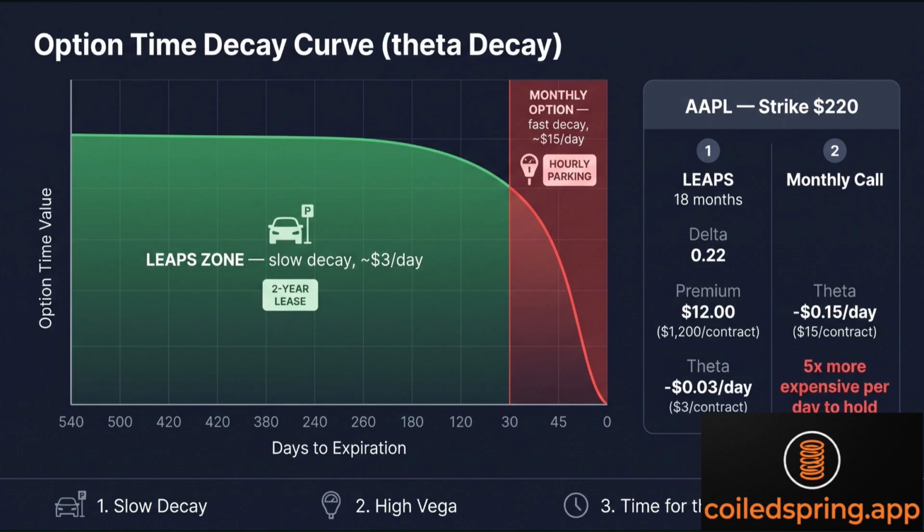Third, the thesis has room to play out. Markets don't always move in straight lines. They consolidate, they pull back, they digest. With 18 months, you can afford to be early. With 30 days, you can't. The only thing LEAPS ask from you in return is patience and the discipline to let the position breathe.